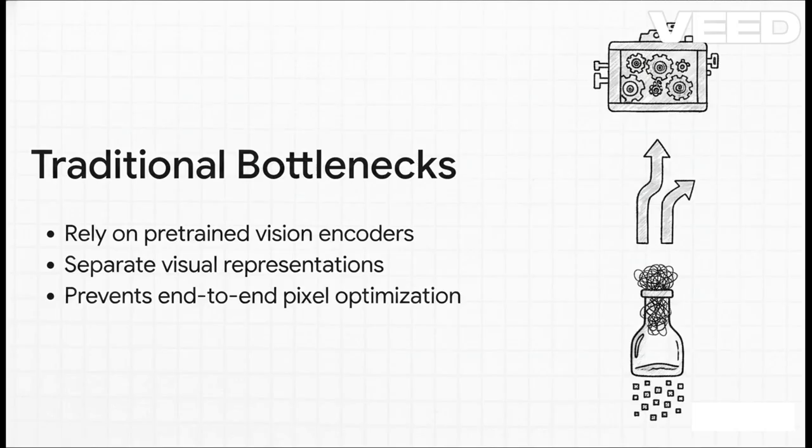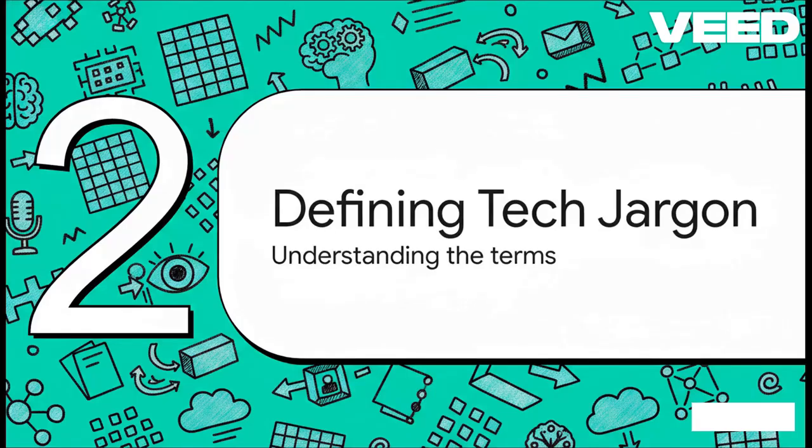You see, we rely heavily on pre-trained vision encoders, which are what create those separate visual representations we just talked about. And crucially, having these completely prevents the model from achieving a fully end-to-end optimization directly from the raw pixels. Basically, current models rely on clumsy middleman systems, rather than just working directly with the core data right in front of them. That brings us to Section 2, defining the tech jargon.